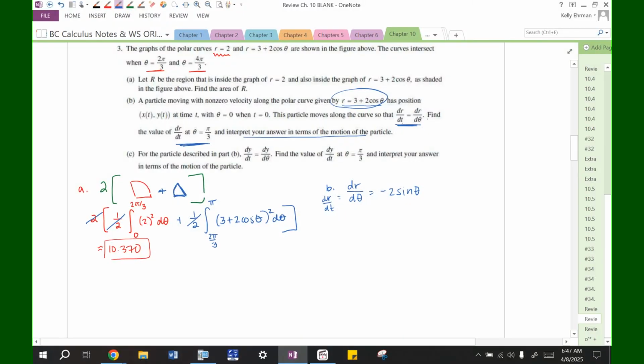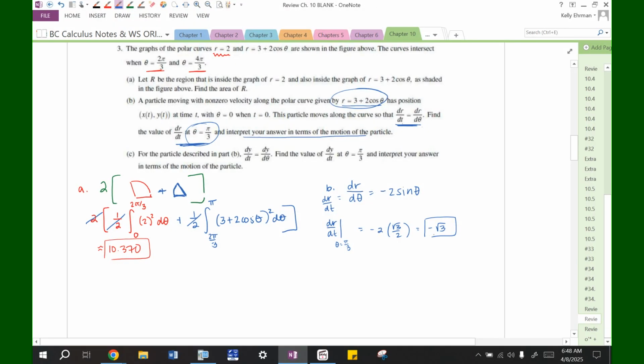We're supposed to evaluate this at pi over 3. So yeah, dr dt at theta equals pi over 3 is just equal to dr d theta at pi over 3. So negative 2 times the sine of pi over 3, which is radical 3 over 2. So the answer is just negative radical 3. So that's the first part. Find dr dt at pi over 3. We did that. Interpret this answer.